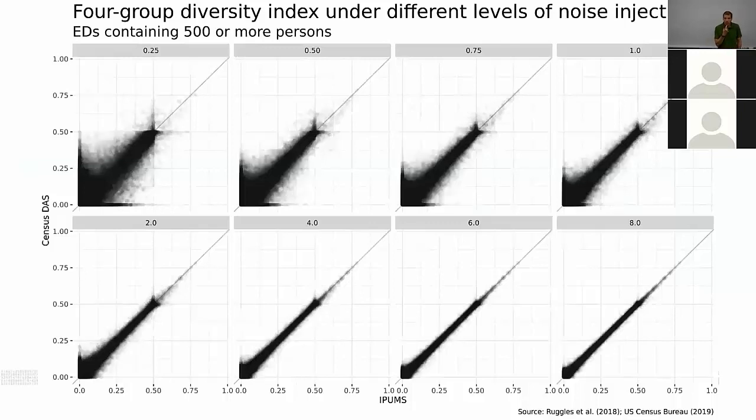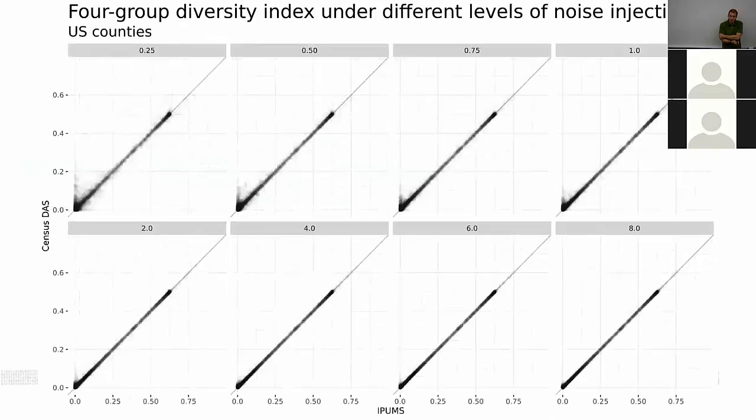If we restrict our analysis to only EDs containing 500 or more persons, so really dropping out those small EDs, you still see a lot of variation for ad values, even up to 8. You're getting some variation, especially at the low end. Finally, just for completeness' sake, I did the same diversity index for counties, and you can see some spread for lower values of epsilon.